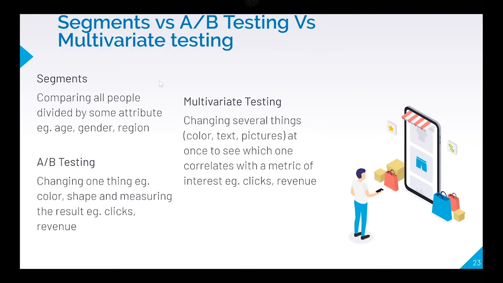So just a quick recap: with segments, we are comparing people by some attribute: age, gender, browser, device. With A/B testing, I don't think I mentioned A/B testing. Yeah, so with A/B testing and multivariate testing, with A/B testing, you change one thing. This could be the color of a button. This could be the call to action. It could be try this, start today versus begin today.